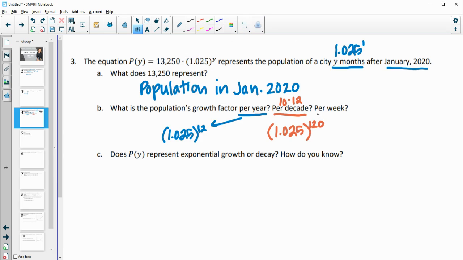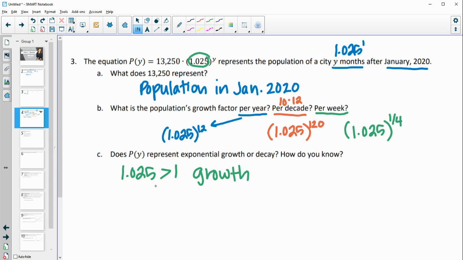And then per week, so now there are 4 weeks in a month. So now we only want to be in 1 week. So instead of 1 month, we need 1/4 of a month. That would be equal to 1 week. Then part C, does P of y represent exponential growth or decay, and how do you know? So when we look at this growth factor of 1.025, it's greater than 1. So that means that we have growth. It's growing by over 100% each year.